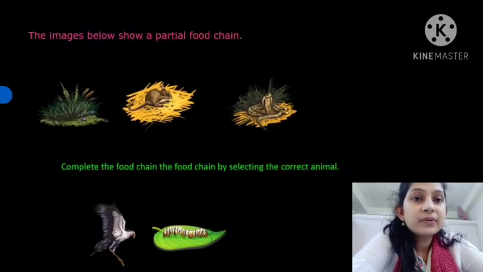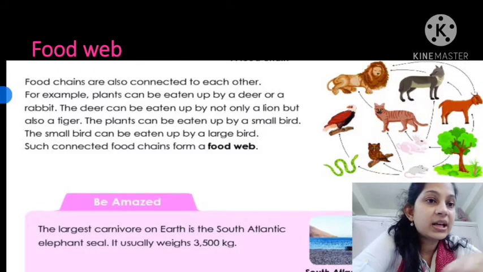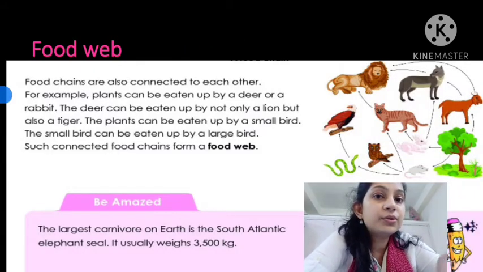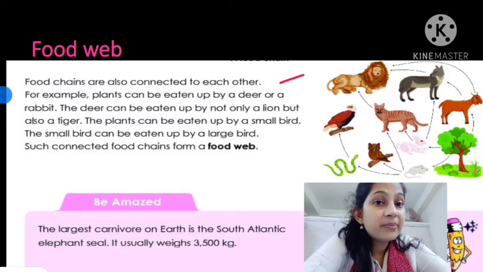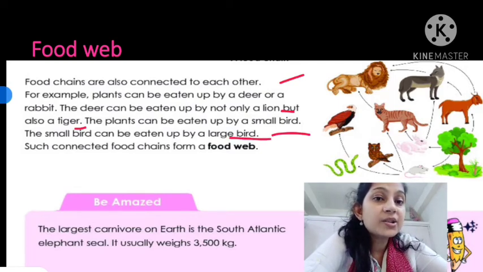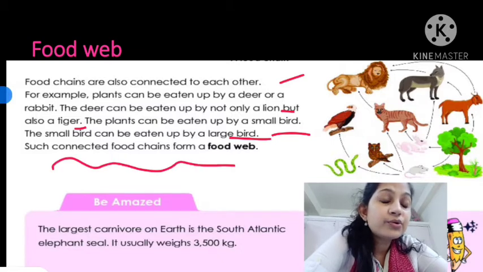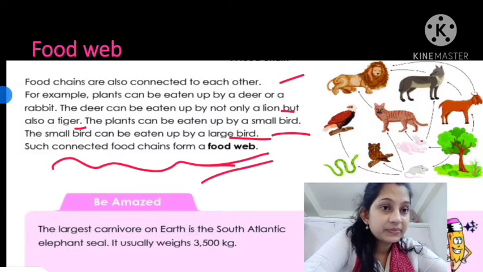Now let us move to the next one. We were talking about the food web. Food chains are connected to each other. That is what I was explaining to you now. Plants are eaten by a deer or a rabbit. Deer can be eaten not only by a lion but also by a tiger. Plants can be eaten by small birds. Small birds can be eaten by large birds. Such connected food chains are called a food web.